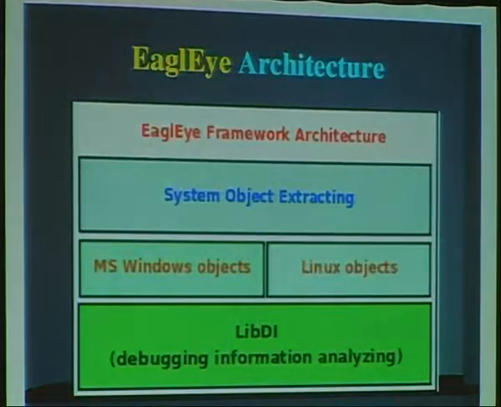So here's the full architecture again. At the bottom you have a framework named libdi, and libdi can give you access to the debugging information in all those objects I showed you before. We support Windows objects and Linux objects so far, and you can see that in the middle layer. And on top of that, we have the actual API that extracts all those objects from the memory for you.